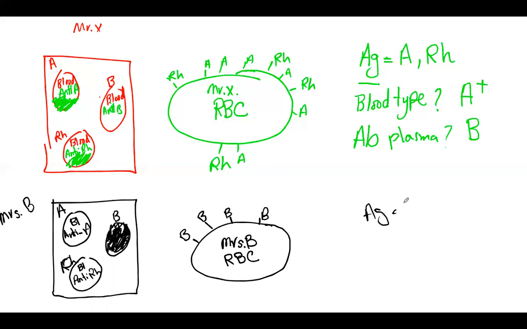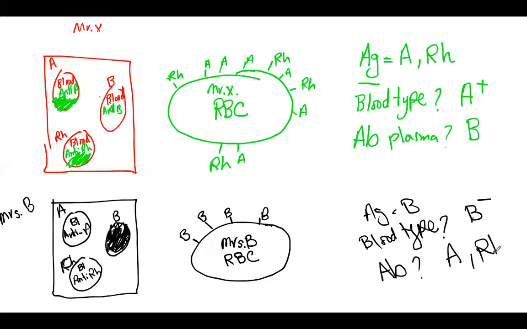So if I have antigen B, what is my blood type? My blood type would be B negative. And if I ask you what are my antibodies then, you only have B as your antigen, so A and RH would be your antibodies. So that is it for our understanding of how we would use a blood typing kit to identify unknown blood types.